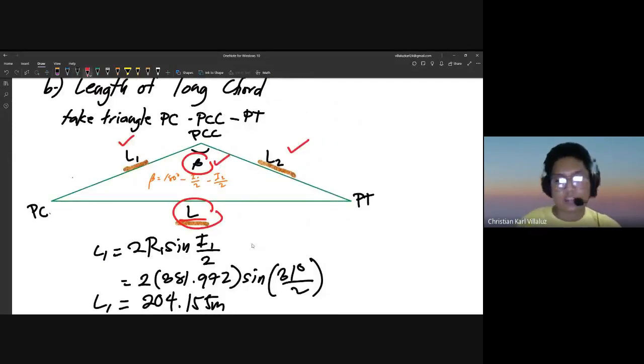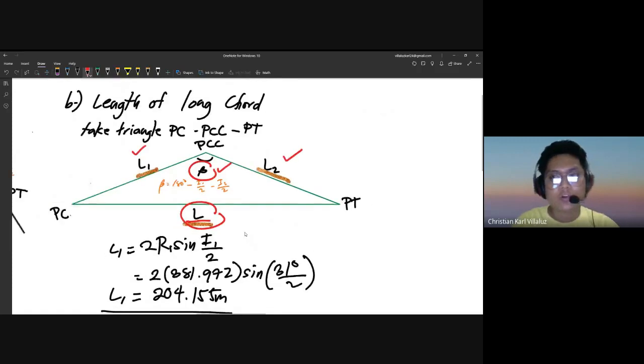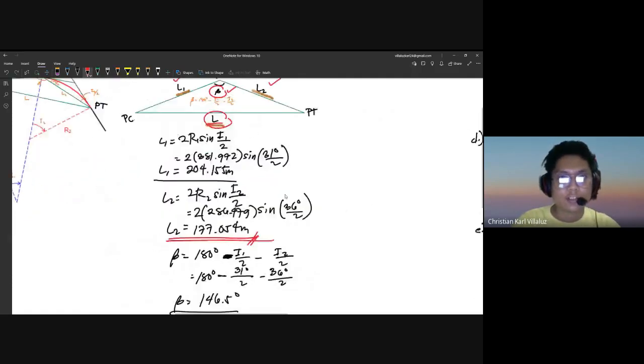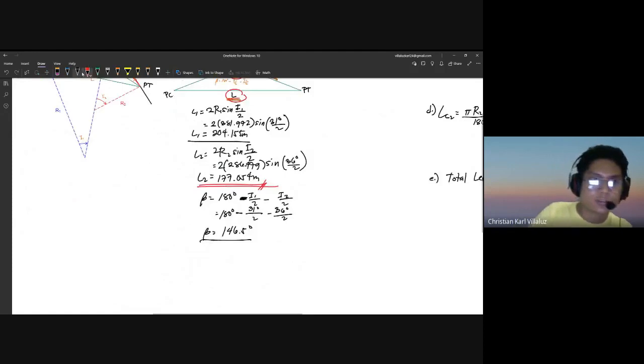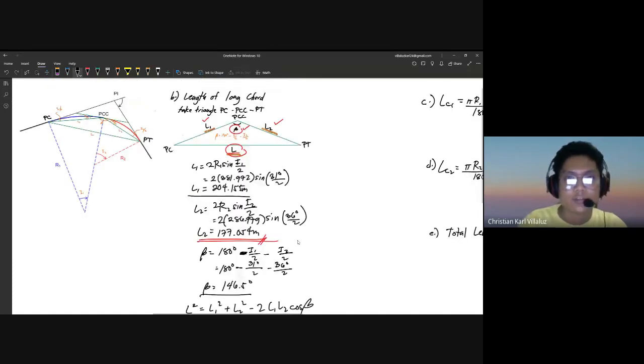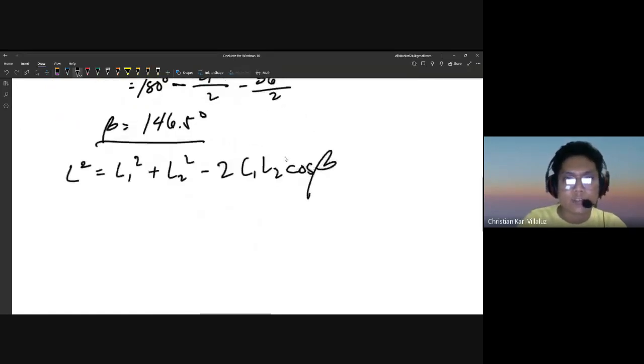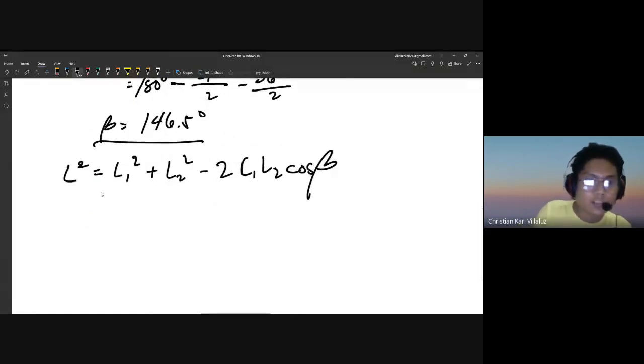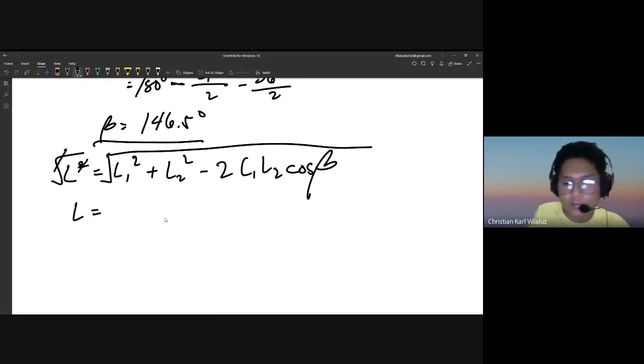So, pwede na natin i-apply ang law of cosines. Using law of cosines, so, yung side natin is L. So, L squared equals L1 squared plus L2 squared minus 2 L1 L2 cosine beta. So, law of cosines lang. So, substitute na natin yung lahat na na-compute natin kanina. Then, take natin yung square root of both sides para ma-eliminate yung exponent na 2.